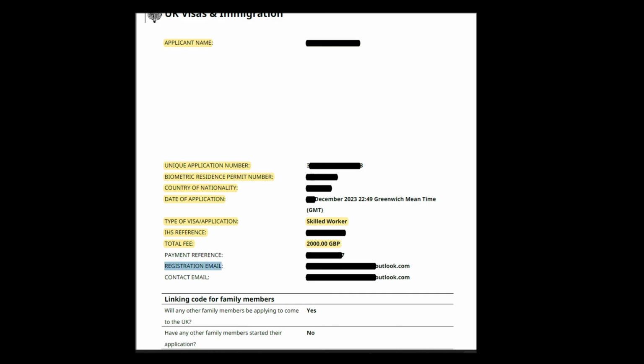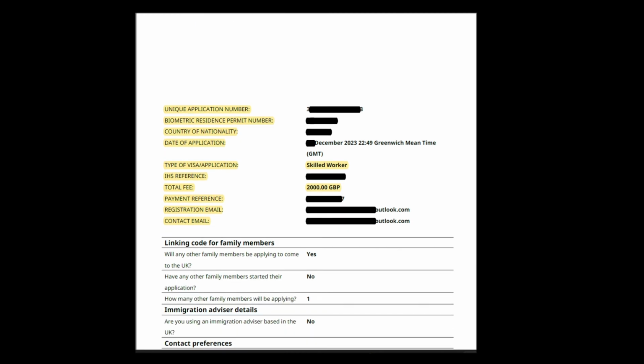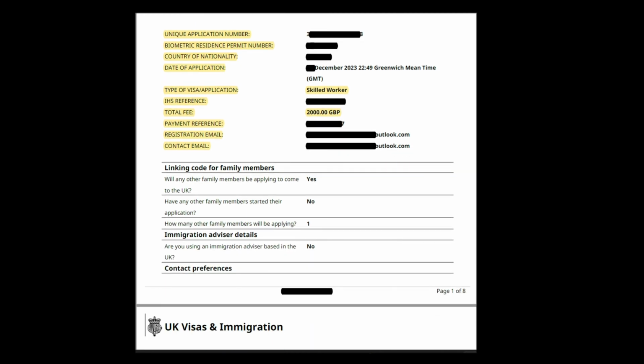And then you need to provide your email. So you will put your email twice. Payment reference will be generated by the home office once you pay the application. Linking code for family members. This is when you're applying for the dependents.